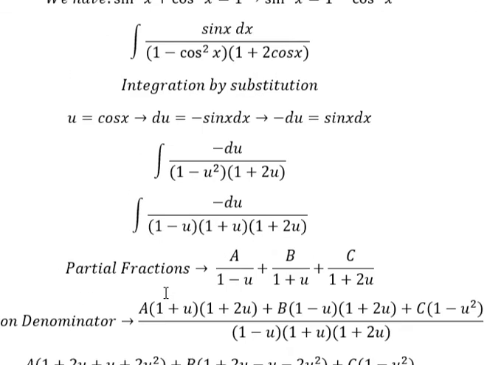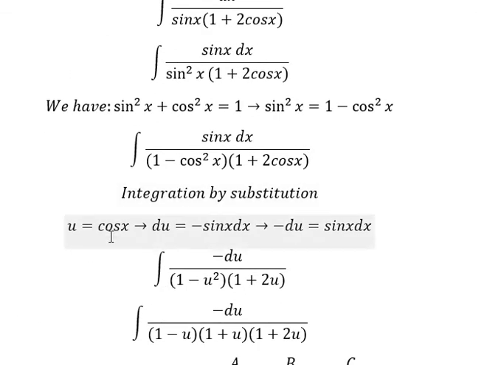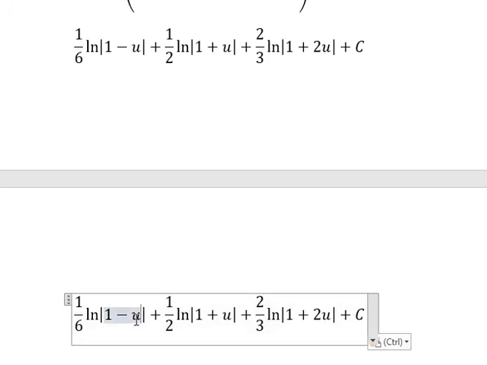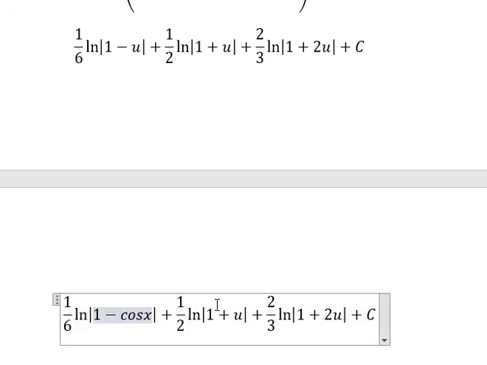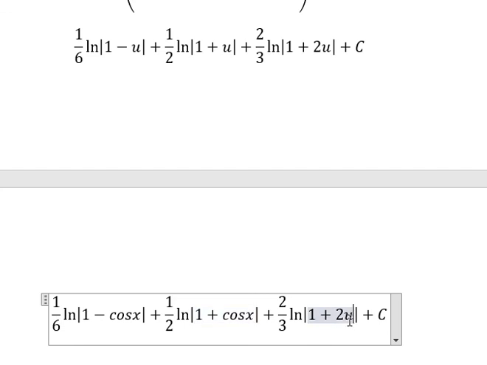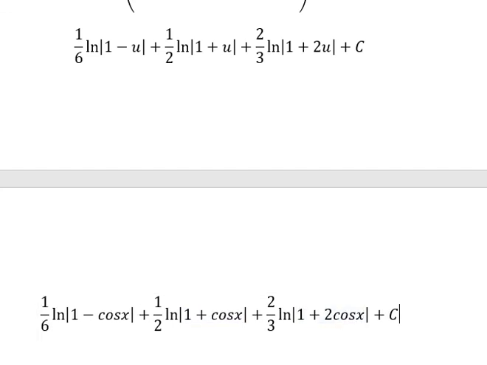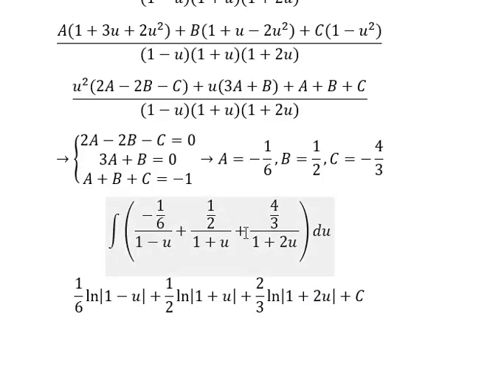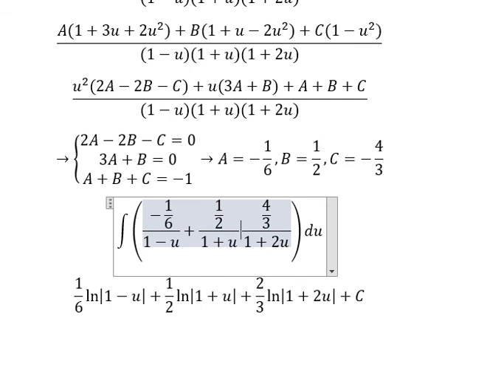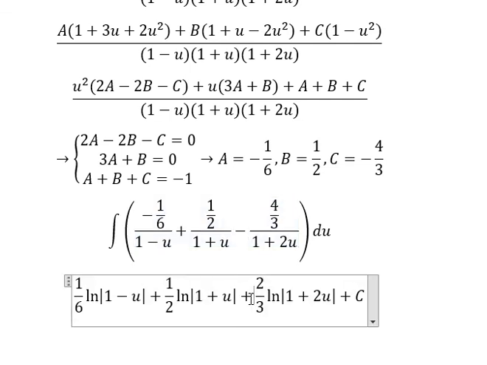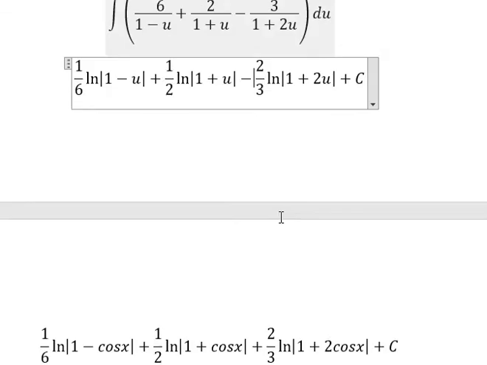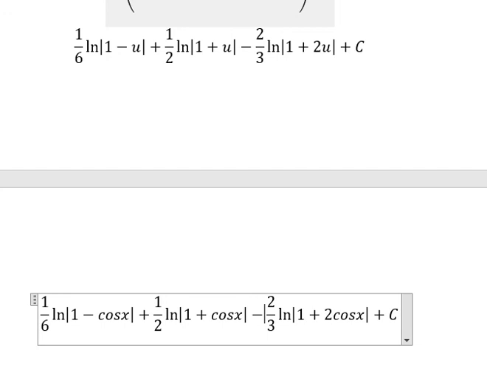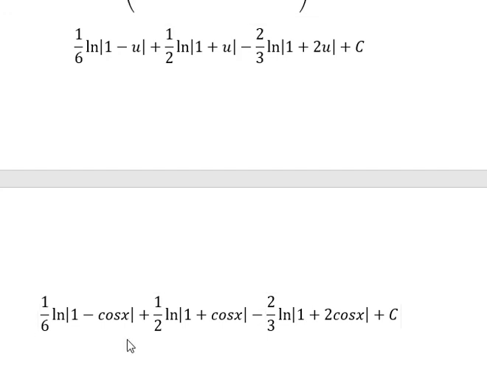About u, that is about cosine x. I need to add it a little bit. This is negative sign. And this is the final answer.